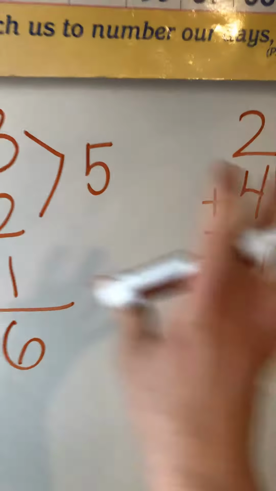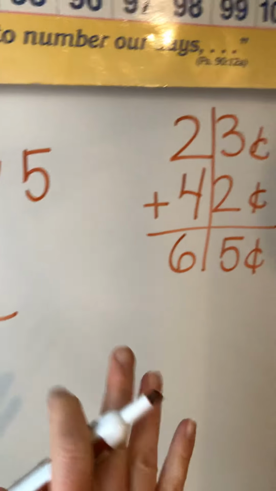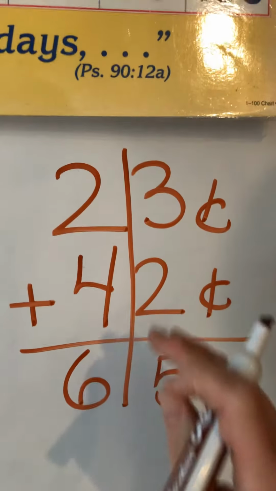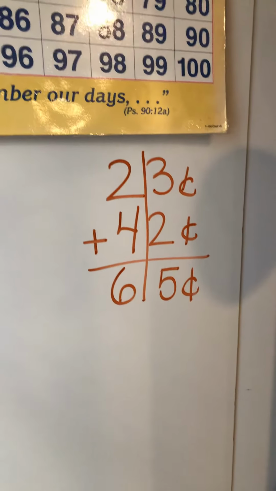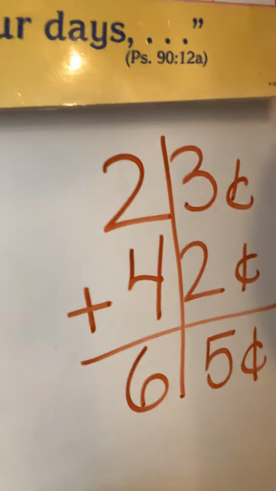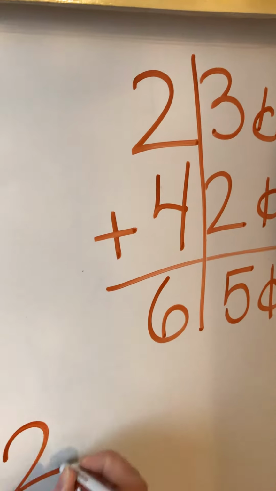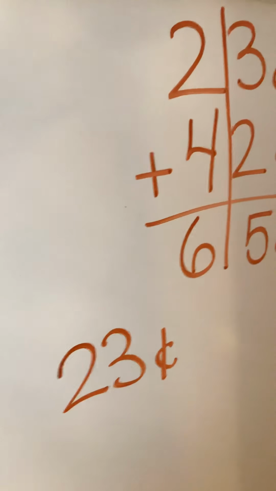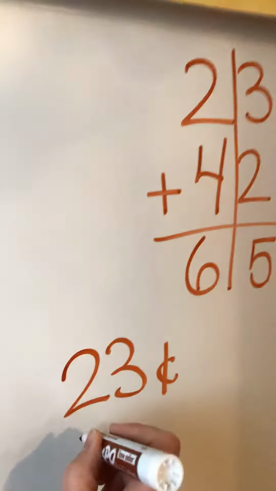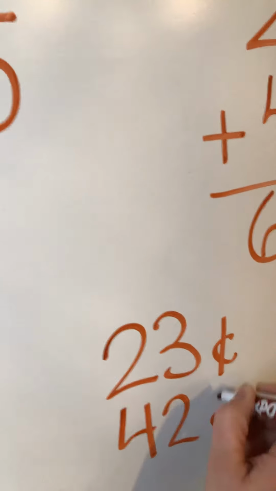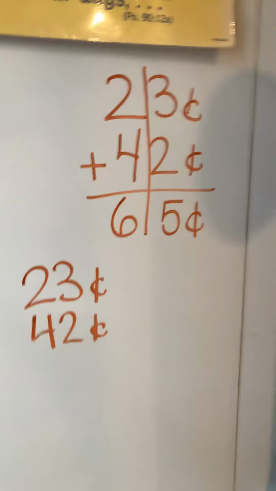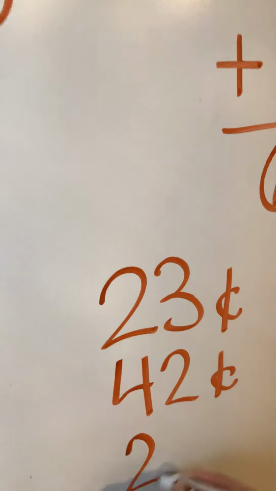Now, none of this is on your paper because today we're going to talk about adding 3 two-digit numbers. You can do this. Not much changes from the examples I showed you with the 2-digit numbers. Let me show you how. 23, this is what you have on your paper so you can follow along. 23 cents plus 42 cents plus 21 cents.